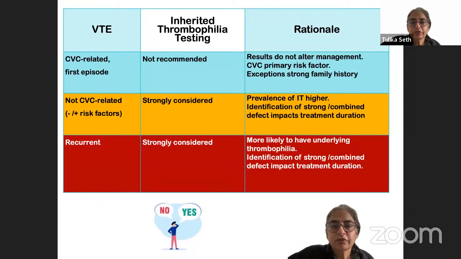So the inherited thrombophilia testing is something that we get a lot of questions about. In adults, we definitely do testing for factor V Leiden and the other inherited thrombophilias. If you have a pediatric patient and you think you have a central venous catheter-related thrombosis, and this is the first episode, we usually do not recommend the testing for factor V Leiden and the other thrombophilias.